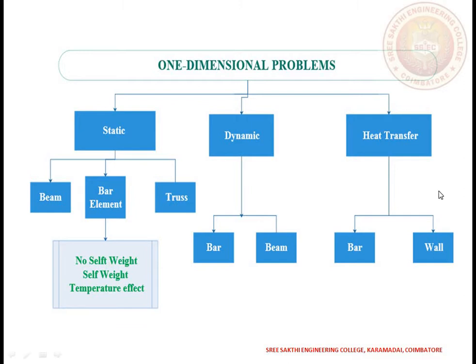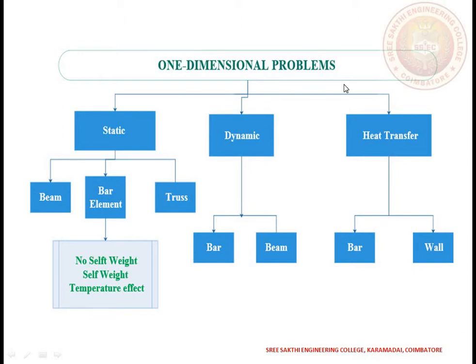In FEA you can classify it into two categories: one is bar, the other is wall. Here we are going to calculate the temperature. For example, if initially a temperature of 100 degrees centigrade is applied, what is the temperature at the middle of the wall, and then what temperature will occur at the end of the wall by means of convection, conduction or radiation? That type of problem can be solved as a one dimensional problem.